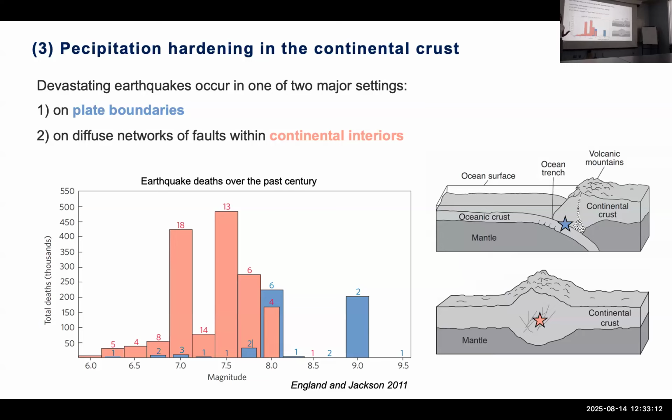So earthquakes happen in one of two major settings on Earth, either along plate boundaries or within faults in the continental interiors. And what you can see in this graph here is that the earthquakes that occur along continental interiors are associated with a lot more fatalities. The reason for this is not that they're larger earthquakes, it's that continental interiors are more densely populated than plate boundaries.